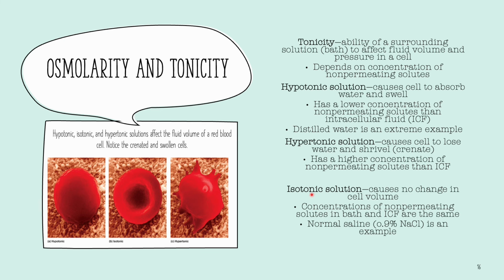Then you have an isotonic solution. This causes no change in the cell volume. It stays the same. An example of this, when we get dehydrated, we start looking like this. Well, if we're given normal saline, 0.9% normal saline, we'll start looking like this guy, a normal cell.